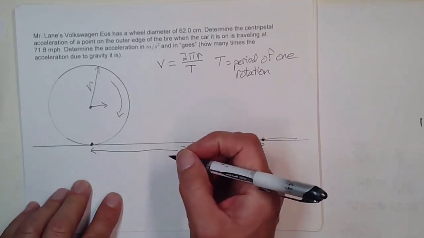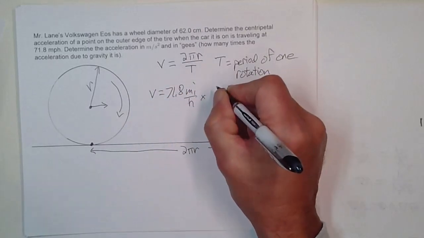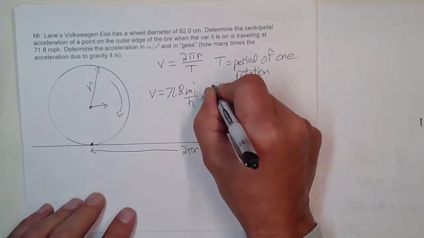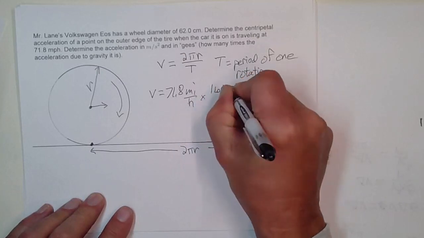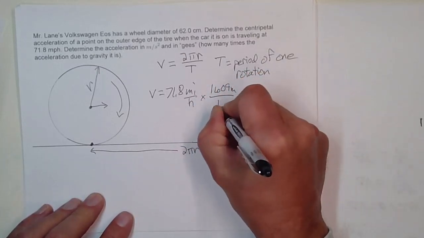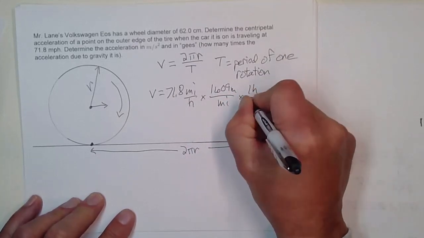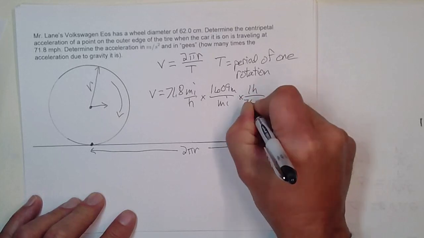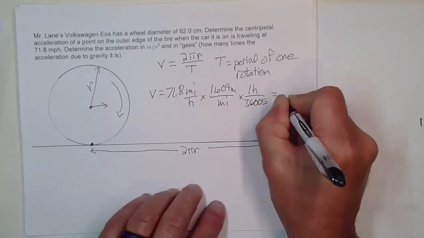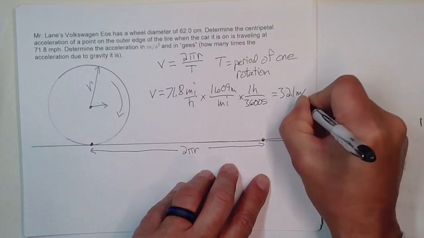Those are inconvenient units. Let's convert those. And I'm going to remember that 1 mile is 1,609 meters. This is something that I give you when you take tests, by the way. And then 1 hour is 3,600 seconds, and that speed happens to be 32.1 meters per second.